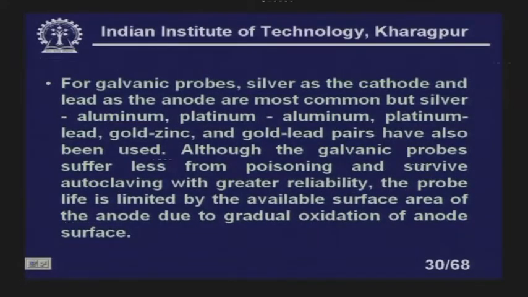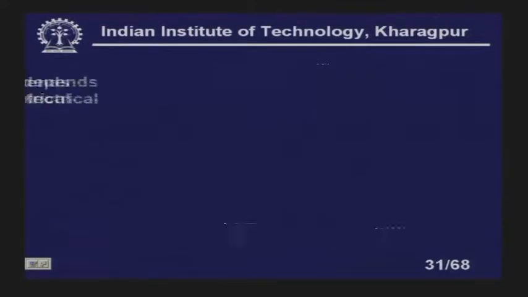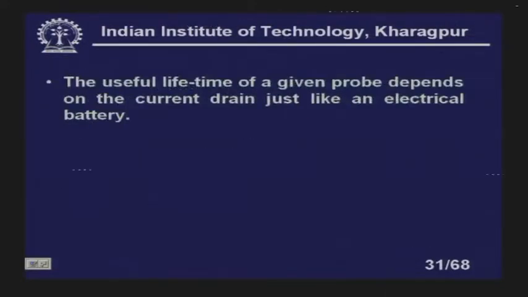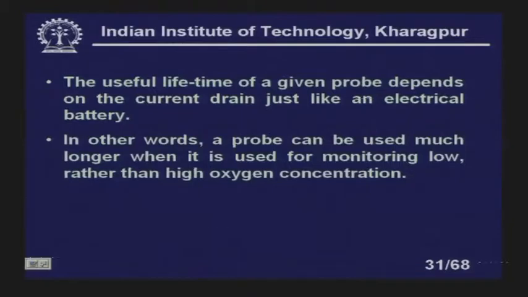For galvanic probes, silver as the cathode and lead as the anode are most common, but silver aluminum, platinum lead, gold zinc, and gold lead pairs have also been used. Although the galvanic probes suffer less from poisoning and survive autoclaving with greater reliability, the probe life is limited by the available surface area of the anode due to gradual oxidation of the anode surface. This is again a problem. The useful lifetime of a given probe depends on the current drain, just like an electric battery. In other words, a probe can be used much longer when it is used for monitoring low rather than high oxygen concentration. This is not in our hand.